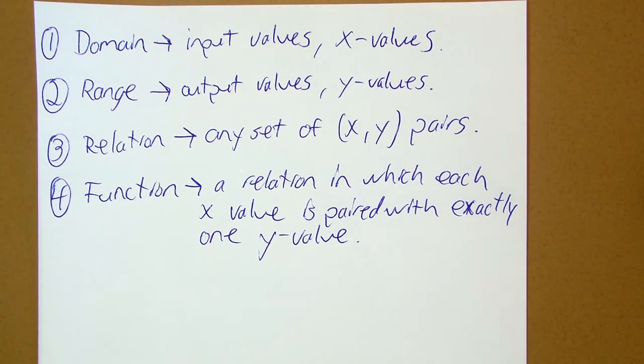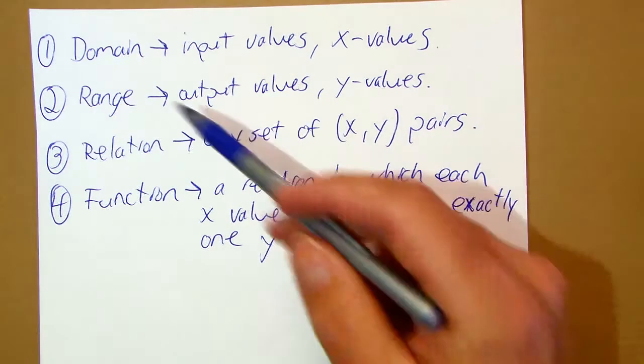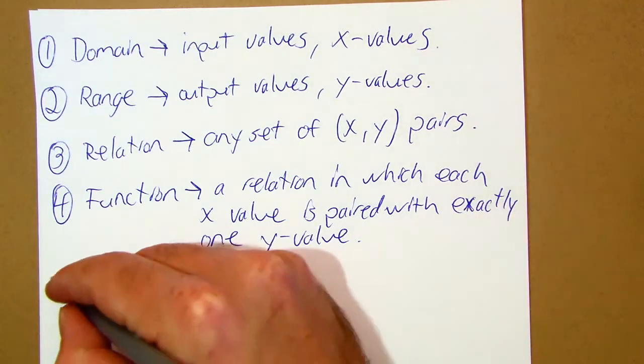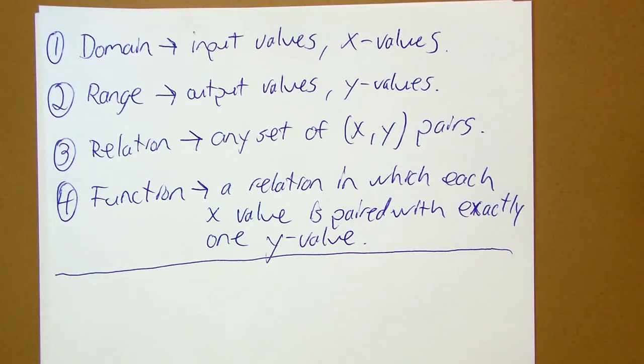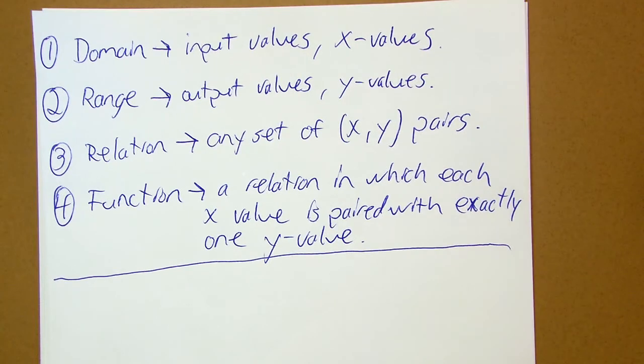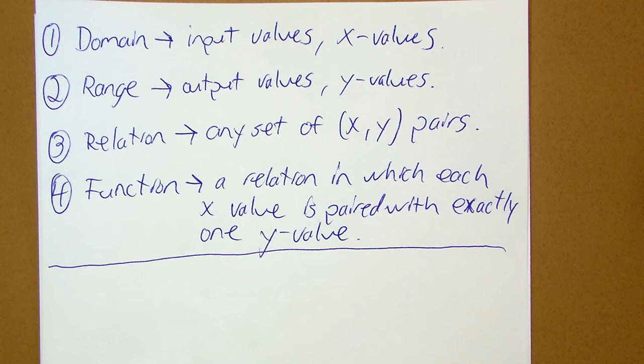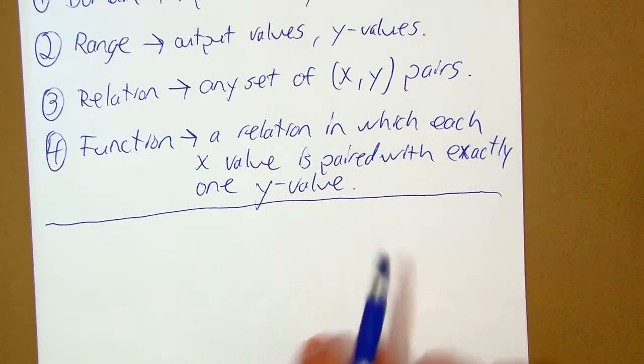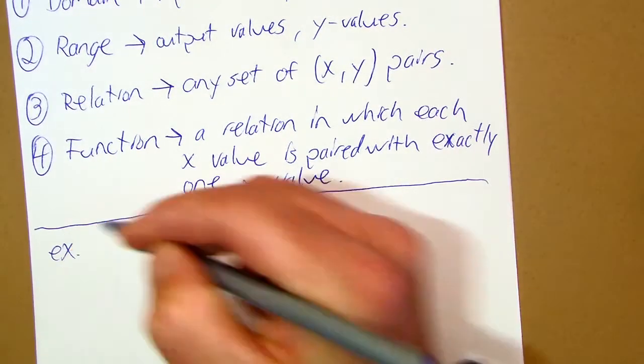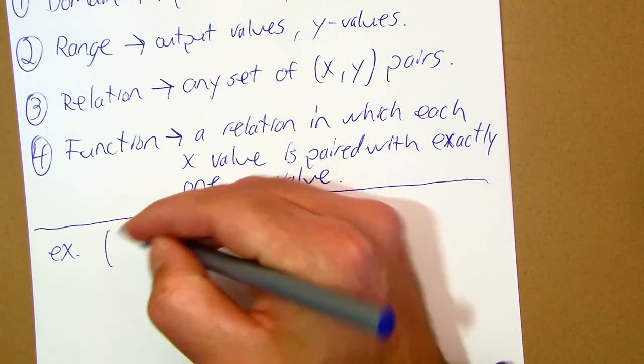All right, so those are the main terms that we're going to be using to start this unit. Like I said, I'll be using those a lot. All right, so domain, range, relation, and function. All right, so first up, an example here. We talk about mapping diagrams. I could give you a function here.